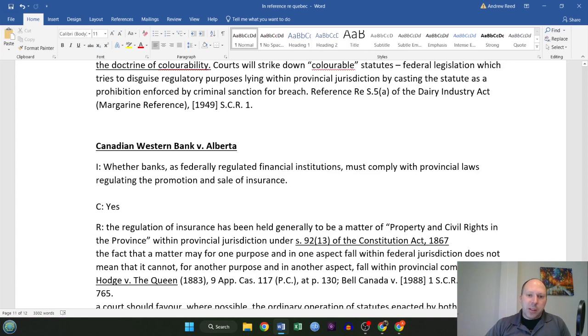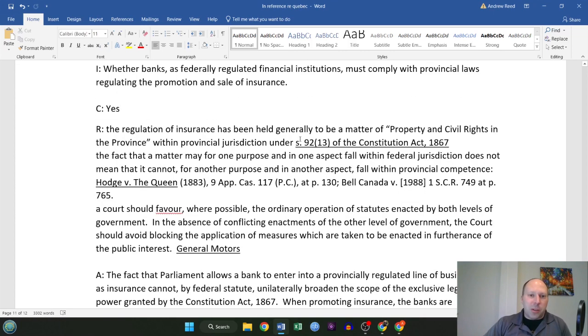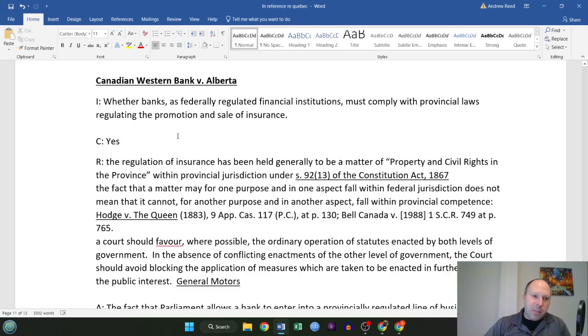Okay, next case under judicial review here is Canadian Western Bank versus Alberta. And the issue was whether banks, as federally regulated financial institutions, must comply with the provincial laws regulating the promotion and sale of insurance. So Alberta had laws regulating insurance sales. Canadian Western Bank said, well, we shouldn't have to follow those because banking is a federal power. But insurance is a provincial head of power. And the courts here said, yes, banks have to comply with the provincial laws.